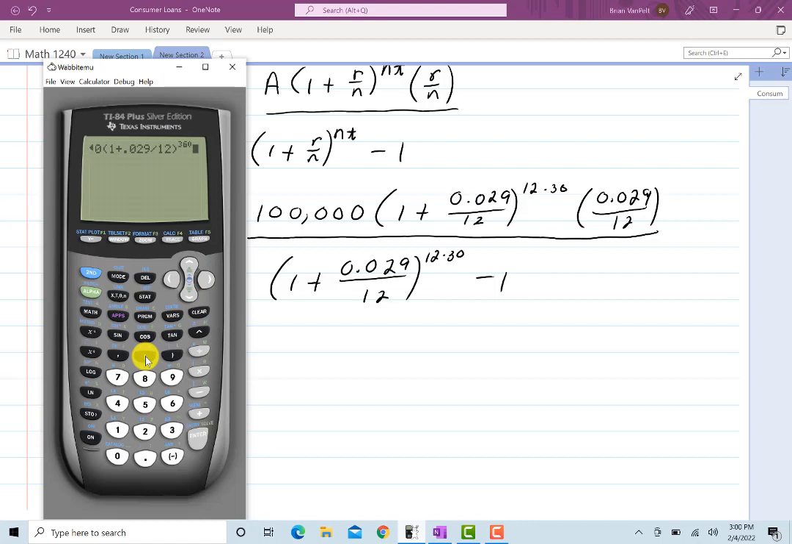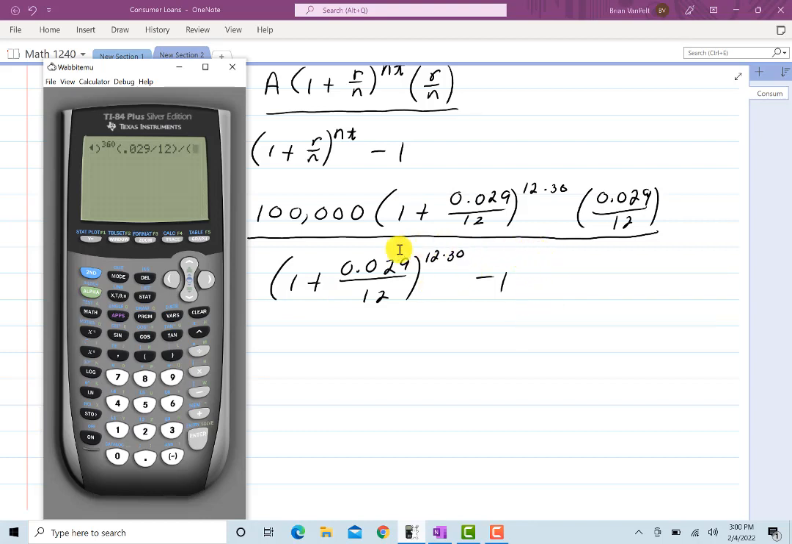And now in parentheses, I'll put the 0.029 over 12. Finish that parenthesis. And a division bar. Now I'm ready to start the denominator. Now make sure you encase the denominator in parentheses. And you notice if that's true, then I'll have a parenthesis around the left and a parenthesis around the right.